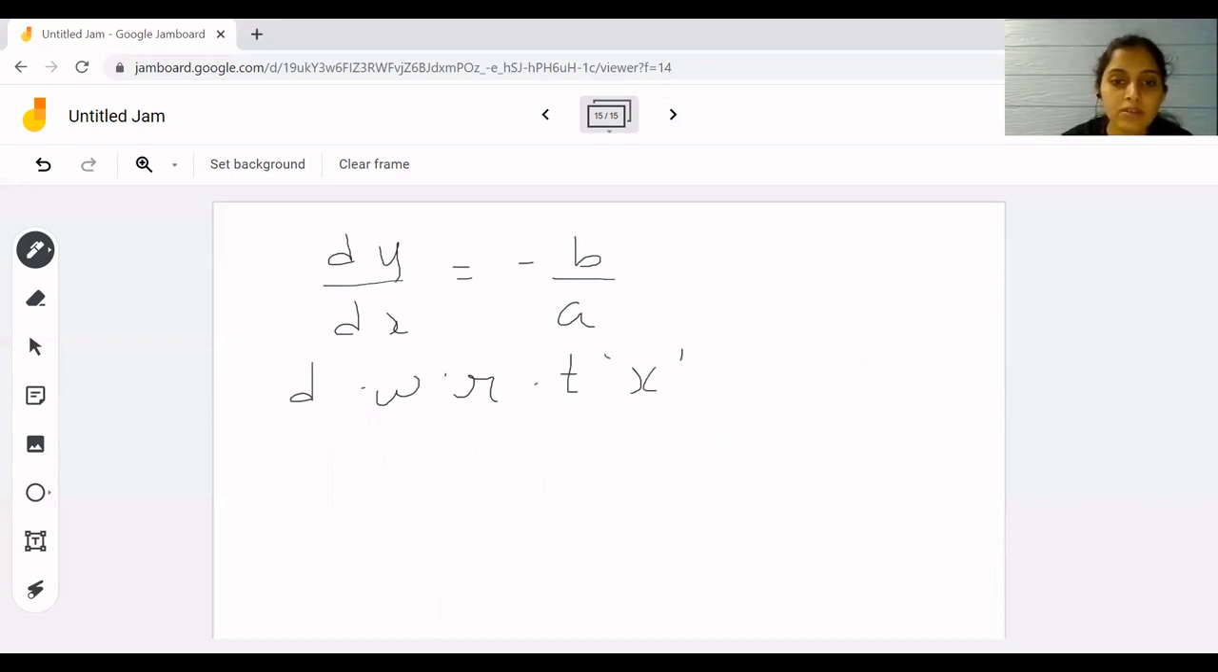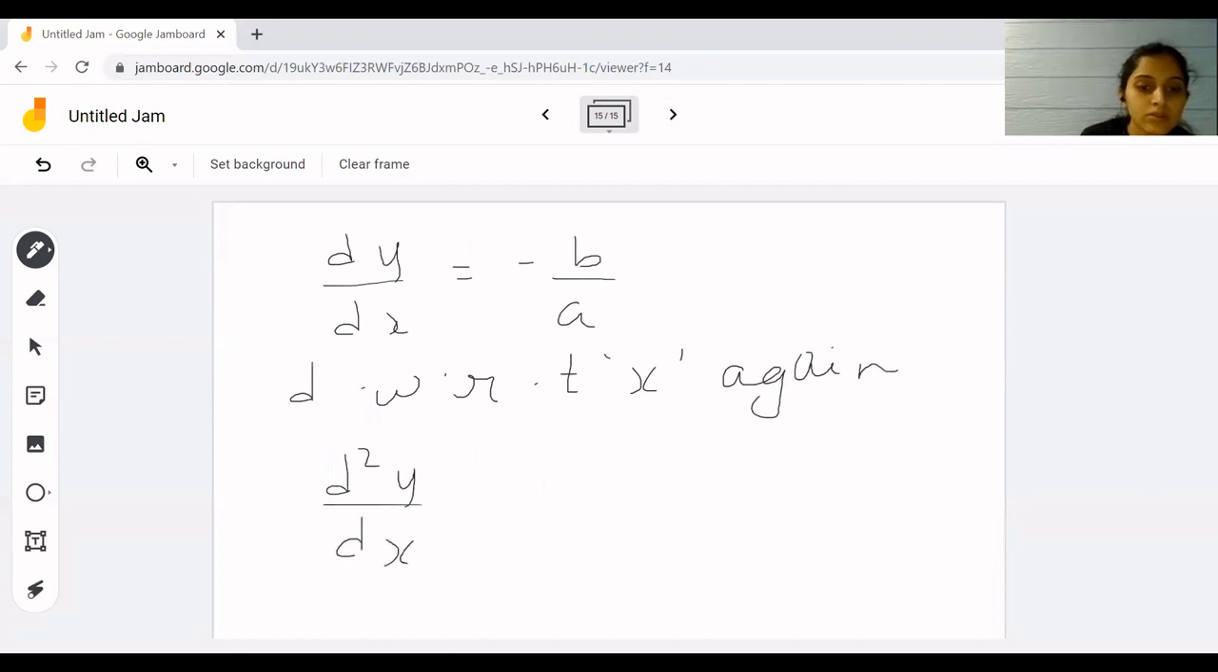Okay, so this will be d2y by dx square is equal to 0. Okay, so what do we observe here? That for a family of lines, the differential equation is second derivative equal to 0. Okay, let's go to the question 3rd now.